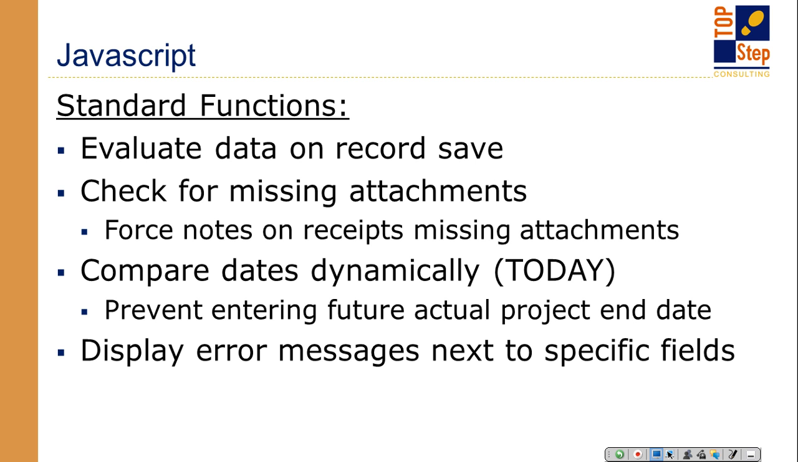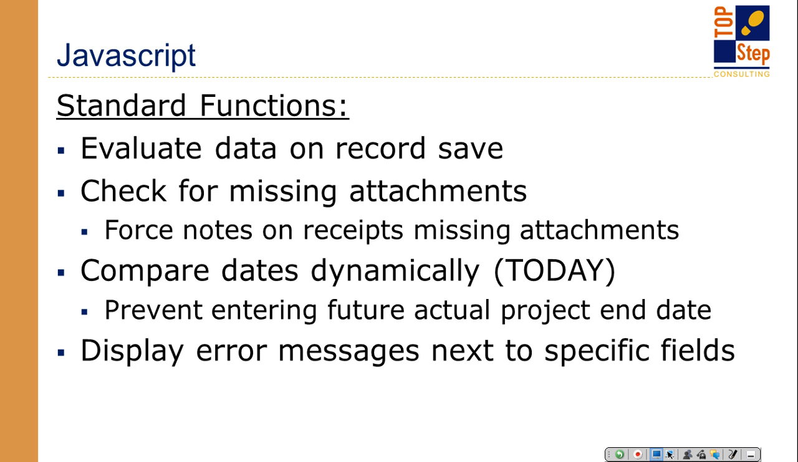You can also compare dates dynamically. So you can compare a date against today. And that is that example I'd mentioned earlier of preventing entering a future actual project end date. So you have to compare that date against today's date. And then the nice thing about JavaScript is when it does produce an error, you can define what the error text is, and you can also display that error text next to the actual field that you want to put it to.